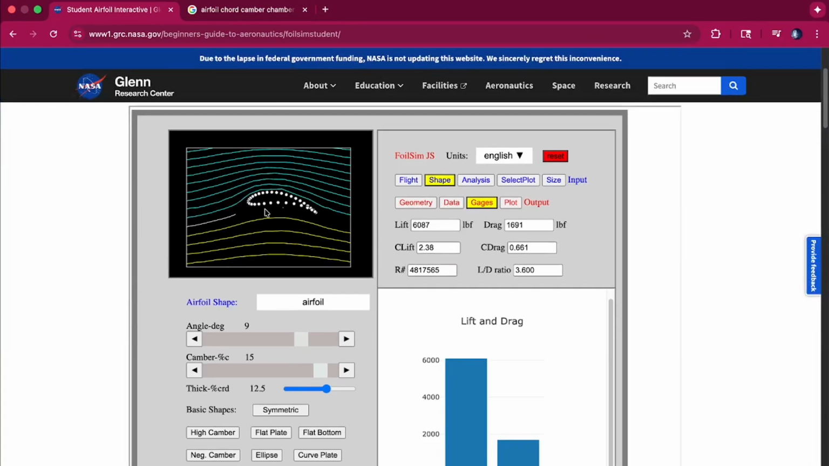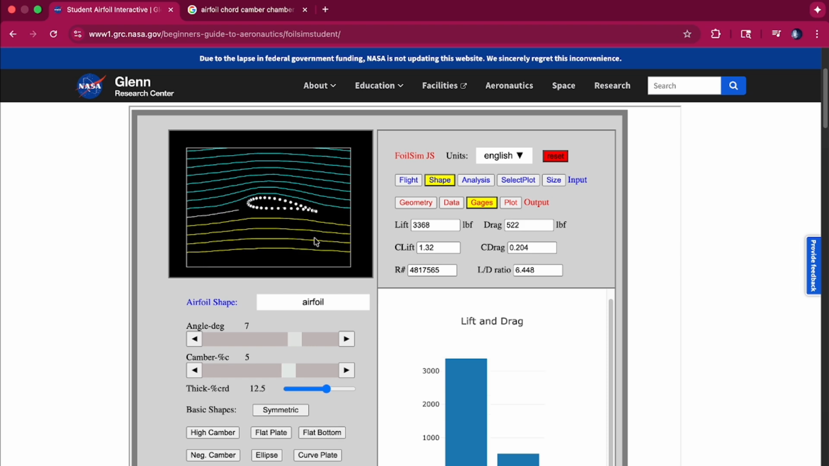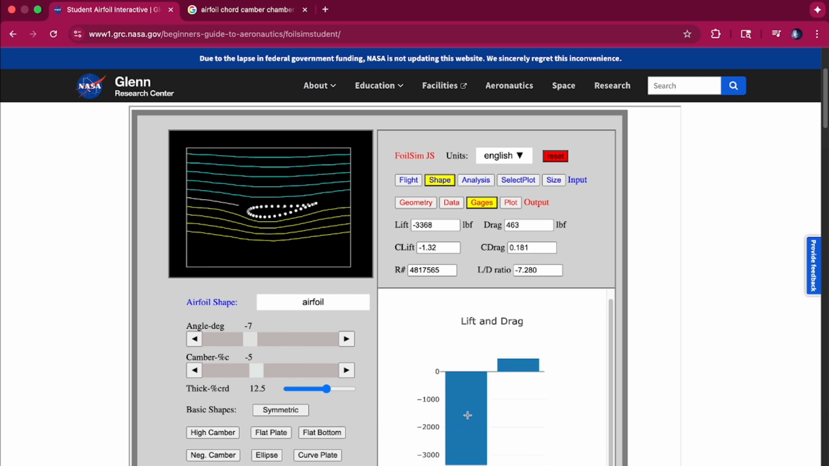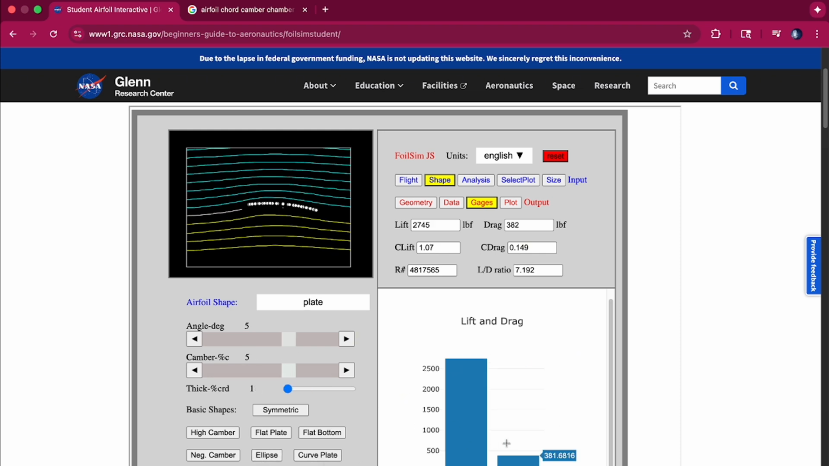Oh, okay, the engines are off. Okay. So yeah. We also have symmetric, that's there. We have high camber, we can see that the lift is greater than the drag. Flat plate. You can see here that the dots are more in, so it's fully curved. You have the flat bottom, this is where lift is greater than the drag. Negative camber. Lift is way lower than the drag, and we see that it's going way down the ellipse. Typical ellipse, drag greater than the lift. And curve plate. This is how it looks like.